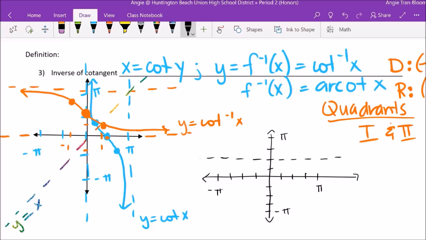Now, what are the dots for tangent inverse? 0, comma 0. Is that okay? Yeah? Okay. Would that be an okay dot? I'm just asking. Make sure we're on. Yes or no? Ben? Yes, okay. Another dot.